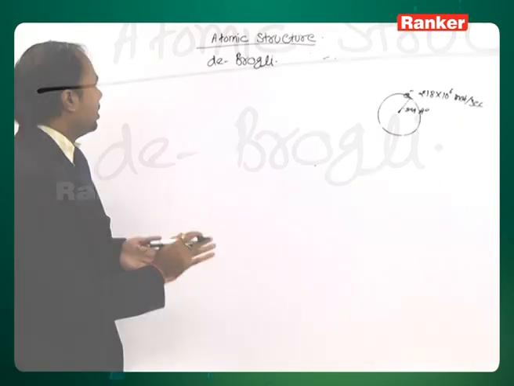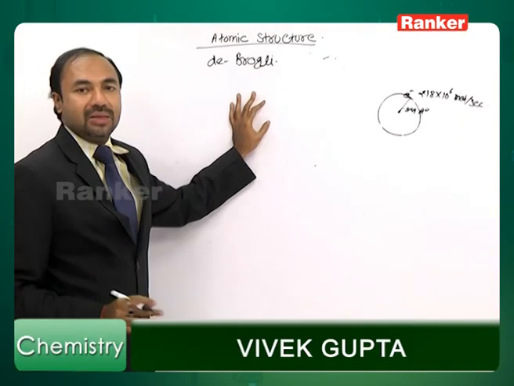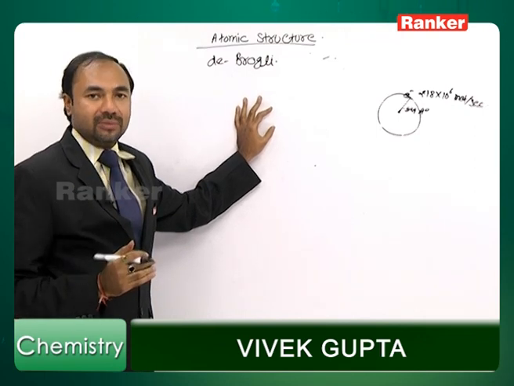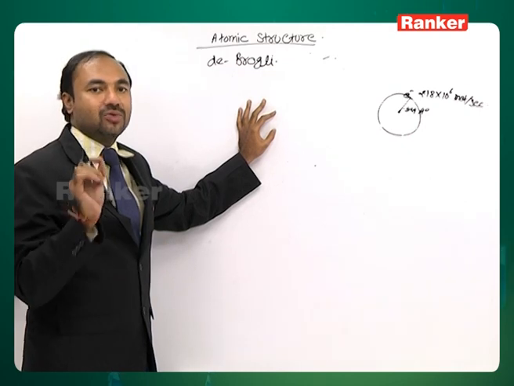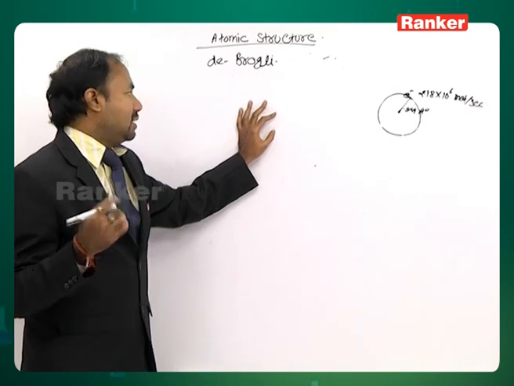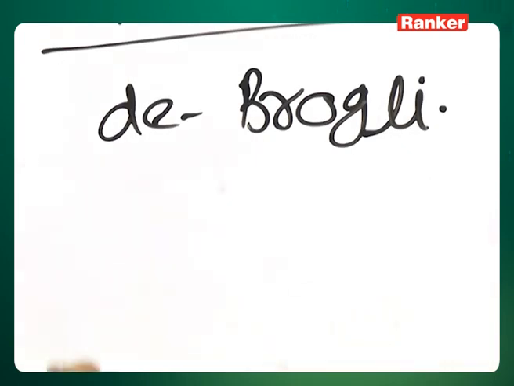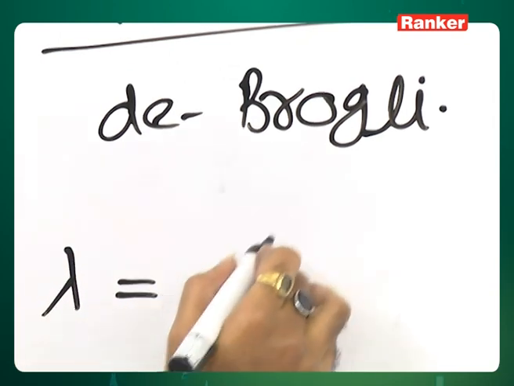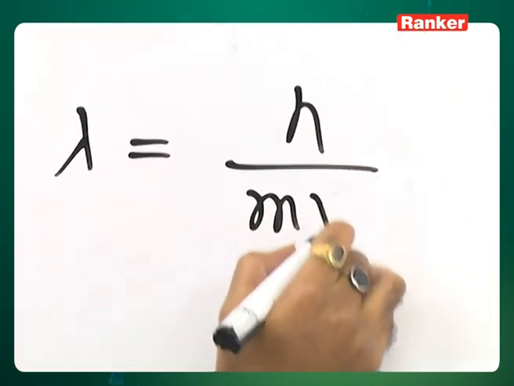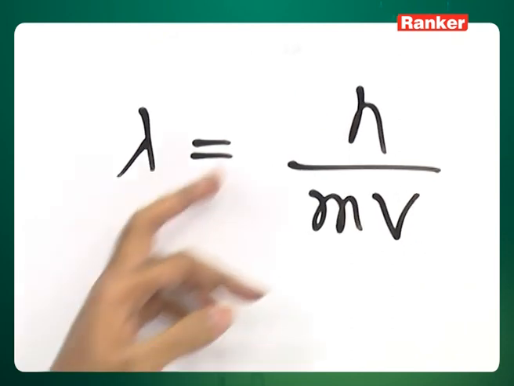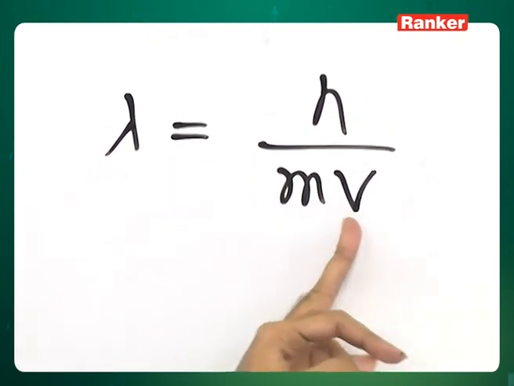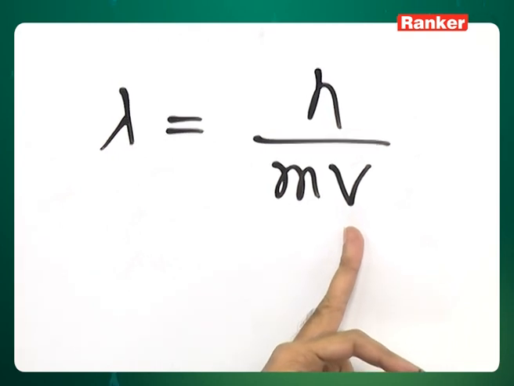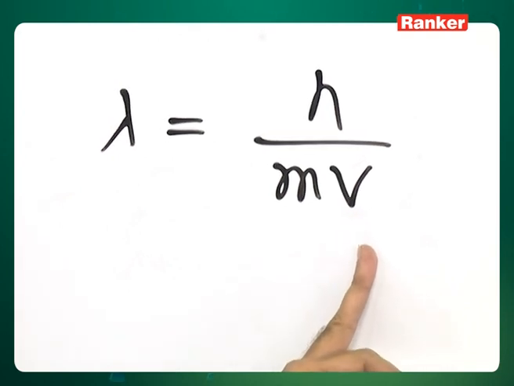De Broglie equation. De Broglie says that every matter in this world can behave as a wave. Every moving object is associated with a certain wave, and its wavelength can be given by the formula lambda equals h by mv. Here h is Planck's constant, m is the mass of that object, and v is the velocity with which the electron or the particle, that substance, moves.